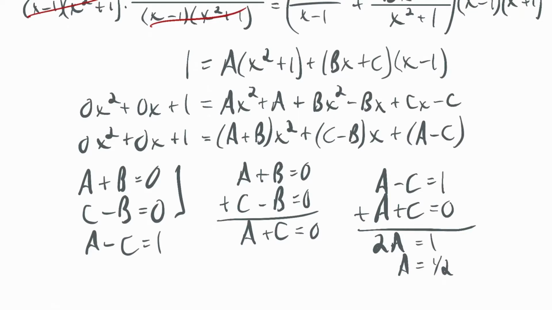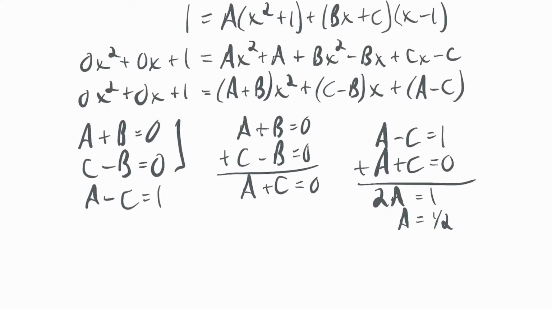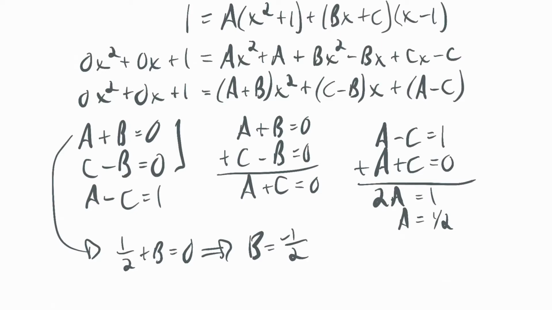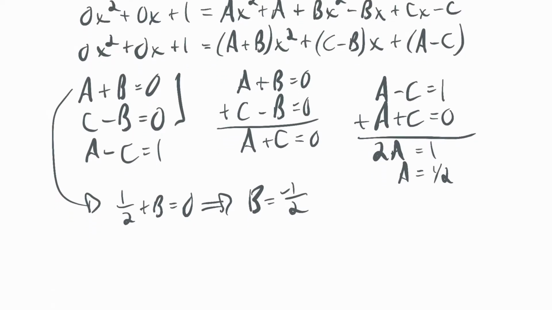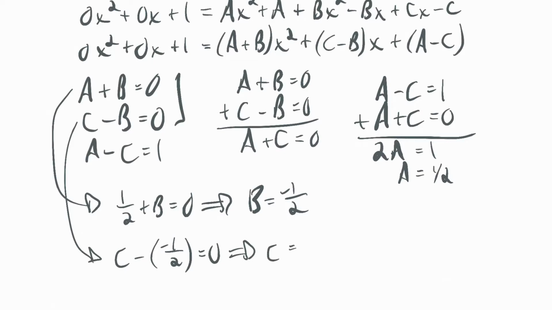And then I can work backwards to find out what the other ones are, right? So if I have a plus b equals 0, that means 1/2 plus b equals 0, which tells me that b equals negative 1/2. Okay, and then c I can get similarly if I take this one. c minus negative 1/2 equals 0. And of course, I have a double negative, so this really says c plus 1/2 is equal to 0. So c equals negative 1/2 as well.